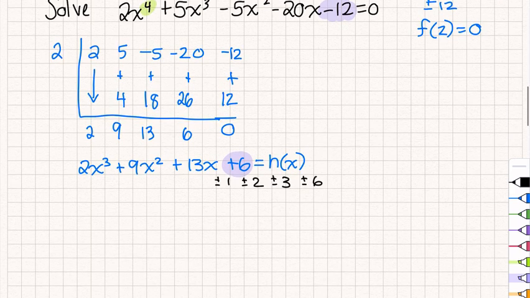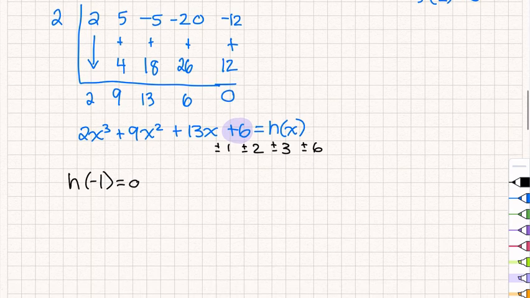So after we check, h at negative 1 gives us 0, which means in our ladder, what are we going to use? We're going to use negative 1 on the outside, and then we're going to use our coefficients. So we have 2, 9, 13, and 6.